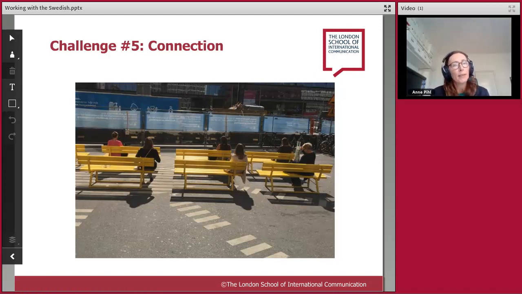But in expat survey after expat survey, it consistently gets a very poor rating on connection and the ability to make friends. So the important point to take here is that, back to time frames and expectations, things might take a little bit longer in Sweden than in other countries. Swedes are reserved, they take time to get to know, and it might take longer to break in than you are used to.